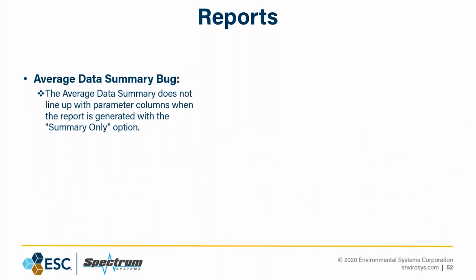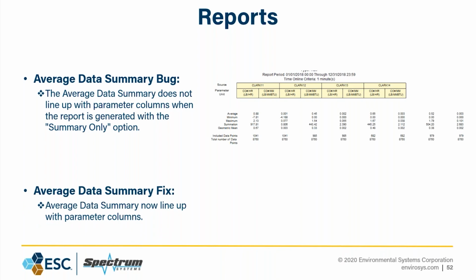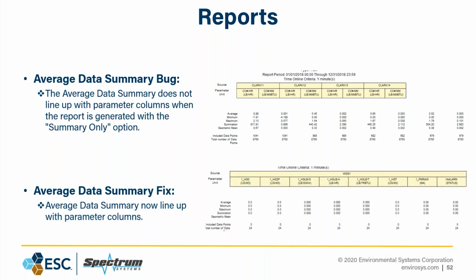So we have the average summary bug. The average data summary does not line up when the summary only options were selected. So when you generated the report, as you can see in the screenshot, it would go past the actual parameter column. That has now been fixed, and the average data summary now lines up with parameter columns. So everything should be lining up correctly for the average data summary section.